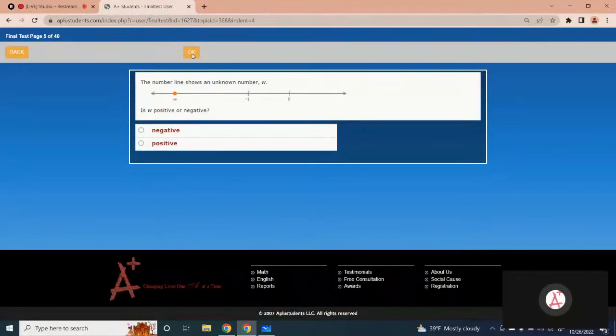Okay, the number line shows an unknown number W. Is W negative or positive? So W is at the left hand side of the 0. At the left hand side of the 0, all the numbers are negative. Got it? So that means W is negative.